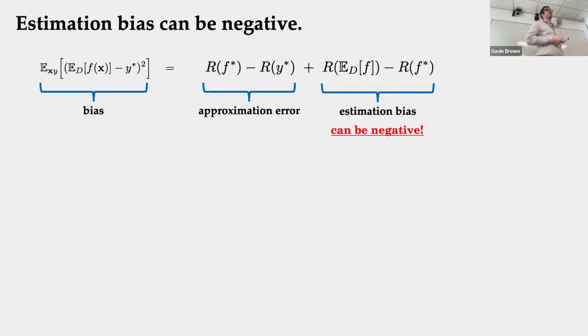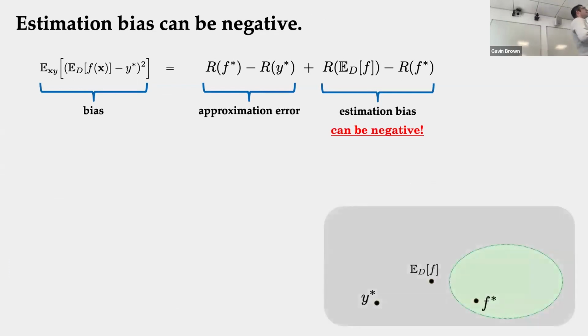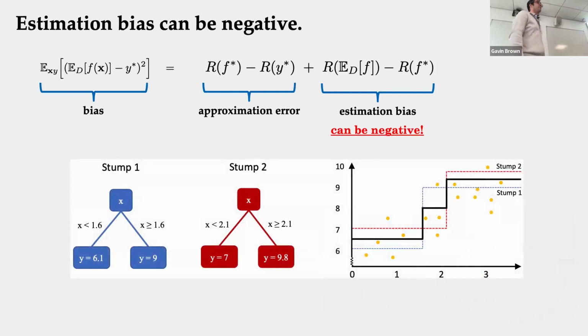And you might think, oh, maybe it's just a pathological case, but it turns out it's extremely common. How can it happen? Well, it can happen when the expected model is outside the model class. You might think, how can it possibly be negative? Well, that would mean that the risk of the expected model would be smaller than the risk of the best model within the class. And that can happen only if the expected model is outside the class, so it accesses other models. And this turns out to happen very, very easily.